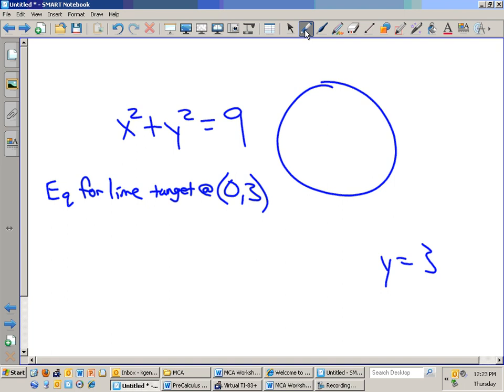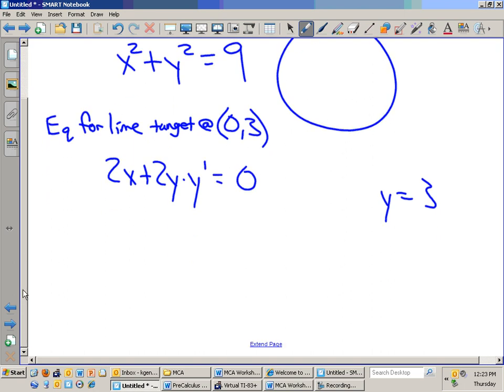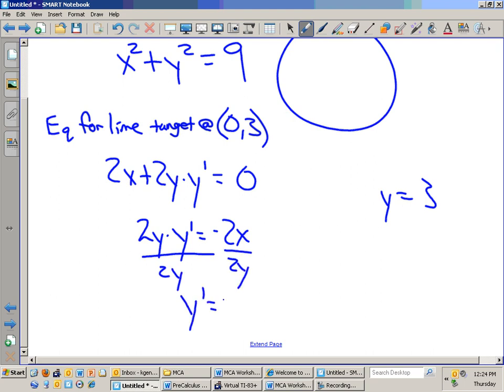Yep, here we go. 2x plus 2y times y prime is equal to 0. You take the derivative, that's what you get. Okay, we must solve for y prime. So 2y times y prime is equal to negative 2x. Divide both sides by 2y. We get y prime is equal to negative x over y. So the slope is negative x over y.